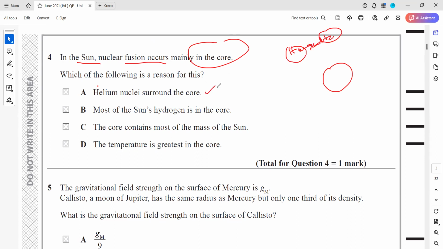Helium nuclei surround the core? That is okay. Most of the Sun's hydrogen is... no, that's not it. The core contains most of the mass. That is true, but the temperature is greater in the core, because high temperature will be enough to overcome the repulsive force.